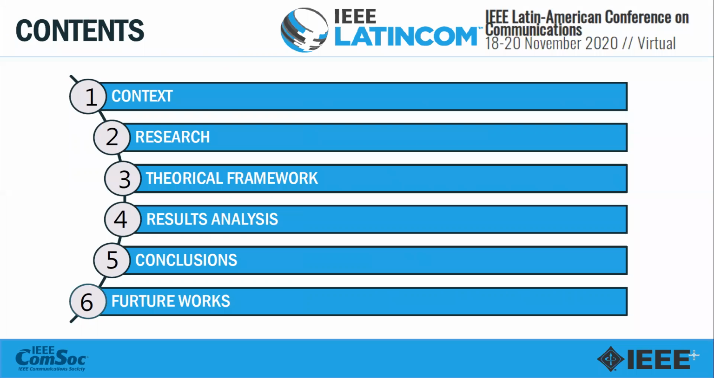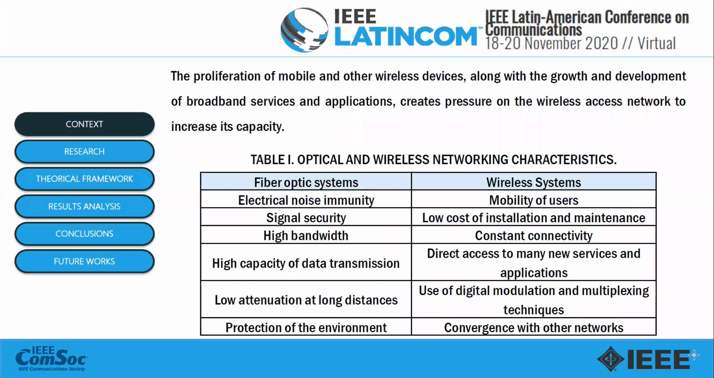So we have the contents of this presentation, where we'll cover the context, the research, theoretical framework, result analysis, and at the end, conclusions and future works. Talking about the context, the proliferation of mobile and other wireless devices, along with the growth and development of broadband services and applications, creates pressure on the wireless access networks to increase their capacity.